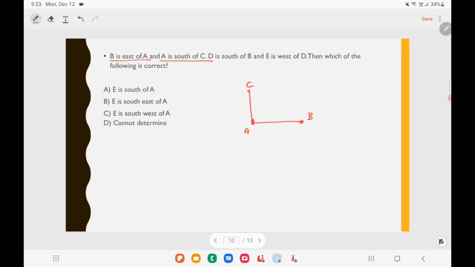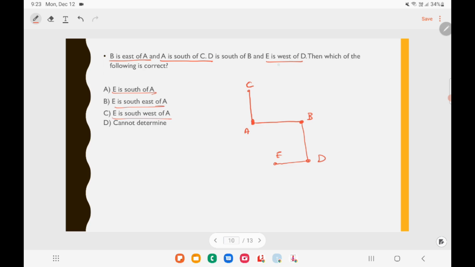Now D is south of B, so D will be somewhere here. And E is west of D, so E will be somewhere here. Okay, then which of the following is correct? E is south of A, E is southeast of A, E is southwest of A.